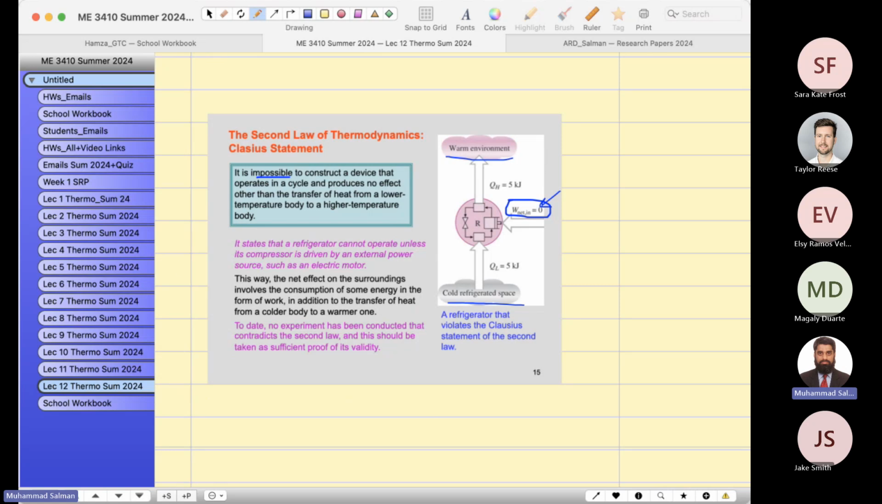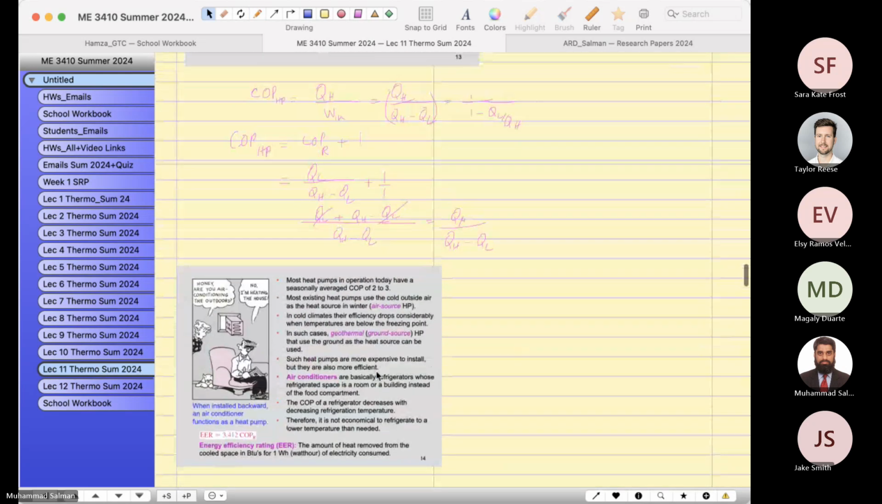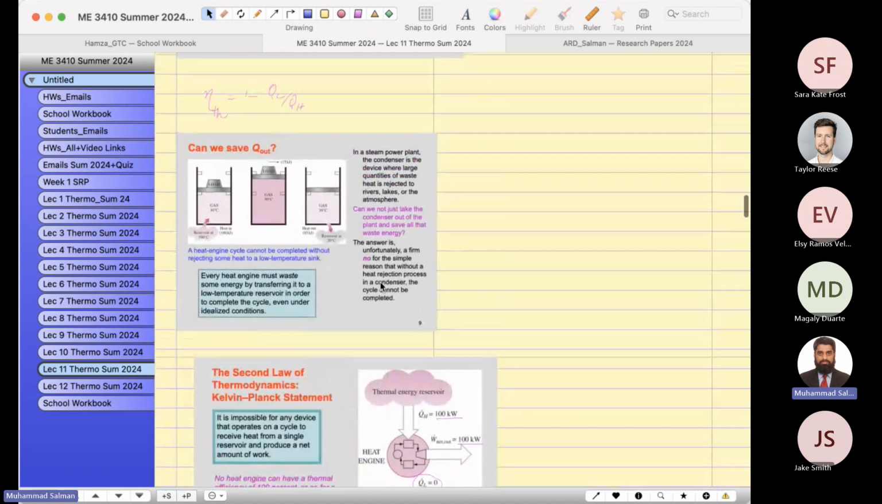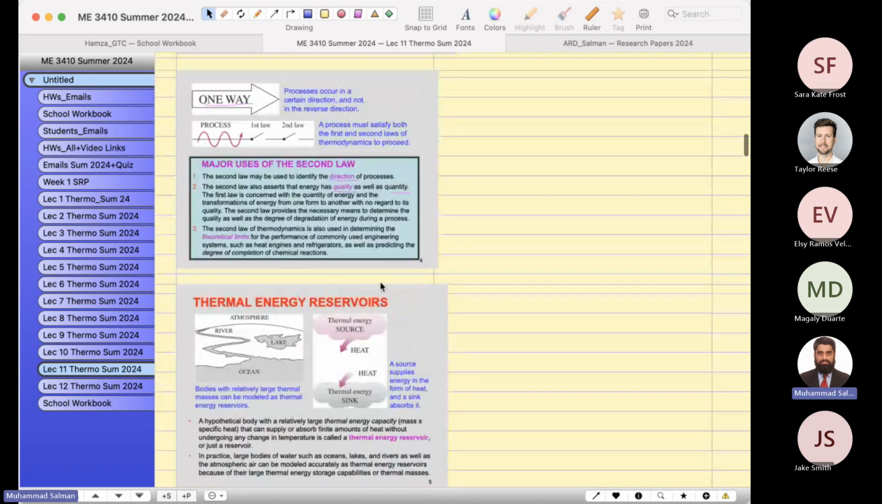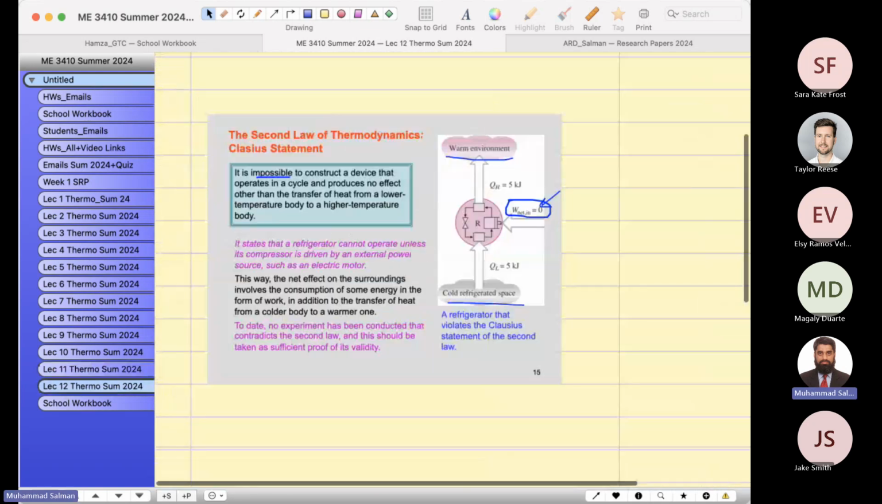This is the Clausius statement. I believe we went over the Kelvin statement already. This is the Clausius statement we studied last time. So we learned about the heat engine, Kelvin statement. Okay, let's move forward to the refrigeration cycle.